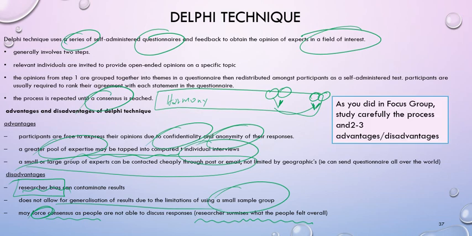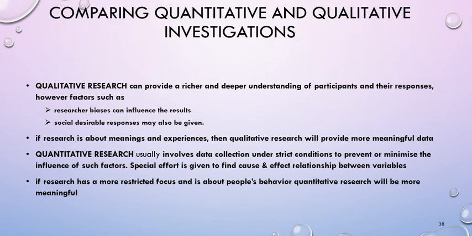As you did in the focus group, please write down the processes and 2 or 3 advantages and disadvantages and add them to your table.